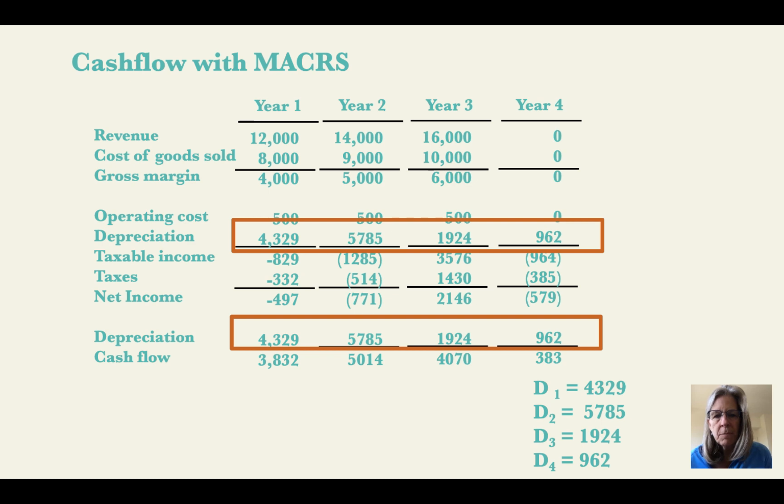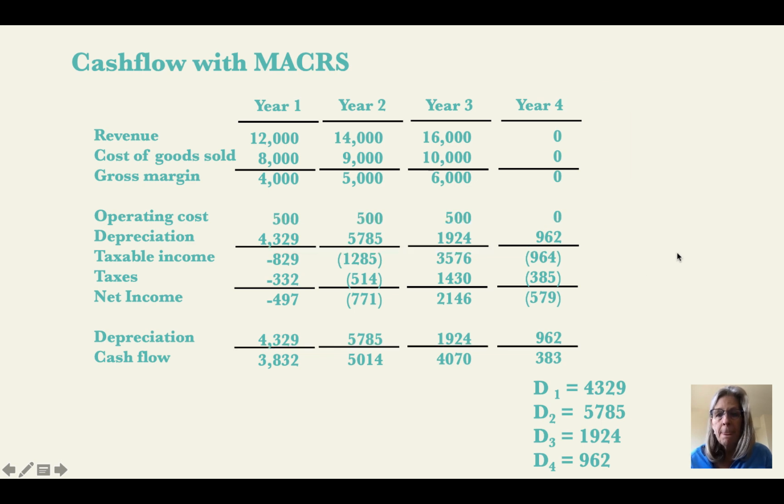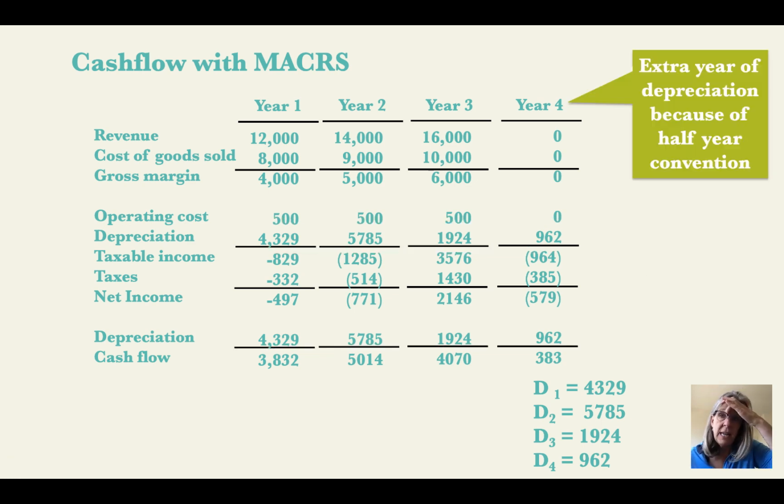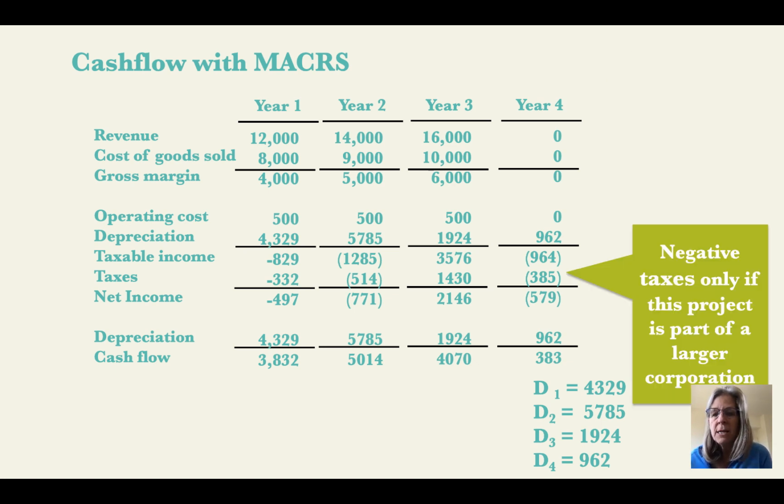In accounting, most of the time I use parentheses around numbers to indicate a minus. I put a minus sign here, but parentheses are the more standard accounting method of showing negative numbers. One thing you've got to notice, again, is that I have an extra year of depreciation because of the half-year convention, so I just included that as a write-off in that year. It's also okay to have negative taxes.